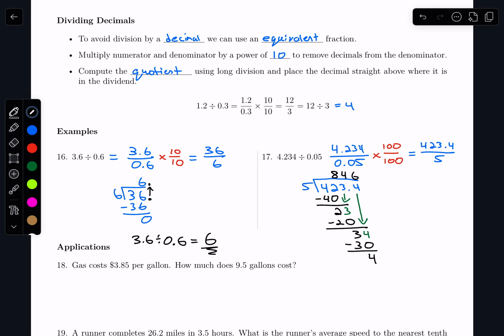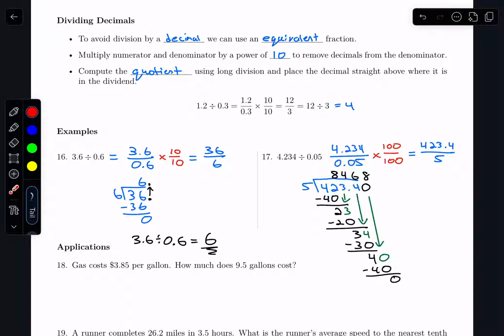So now 5 goes into 40 8 times. I put an 8 up top and subtract 40 down below. And because I have a remainder of 0 now, and I have no digits left, we are done. But now, when we write our answer, we have to put the decimal directly above where it is in the problem.